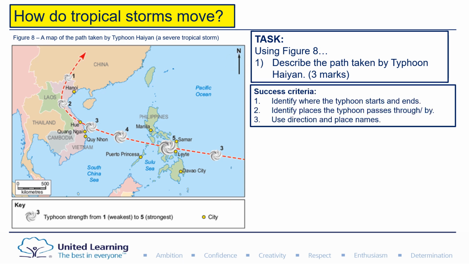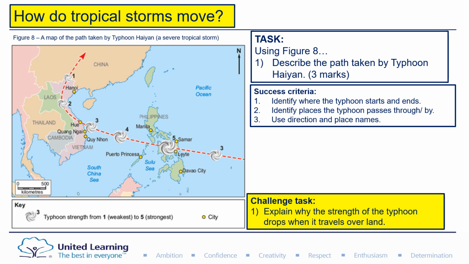So, to succeed in this, you need to, 1, identify where the typhoon starts and where it ends. You need a sentence then to identify the places the typhoon passes through, and try to use compass directions and place names. There's a challenge task as well, and what I'd like to do is just pause the video here and have a go at answering that question. Describe the path taken by Typhoon Haiyan.